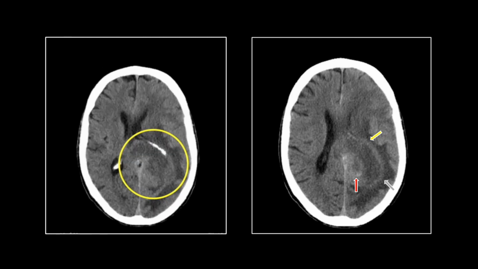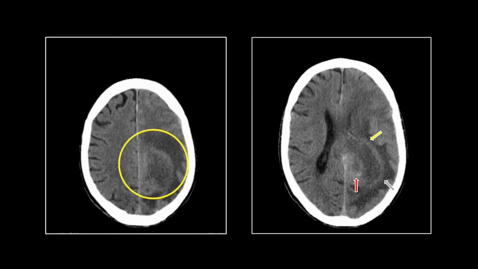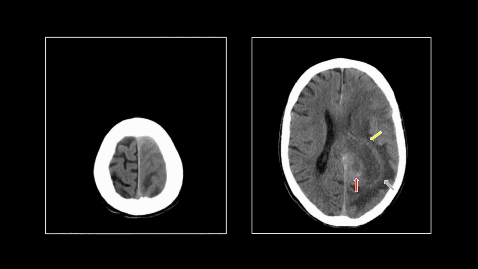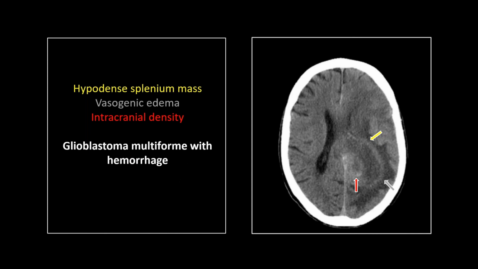We'll let that run one more time. All right, so that is a GBM with non-acute hemorrhage, but an acute presentation with vasogenic edema and obviously significant shift.